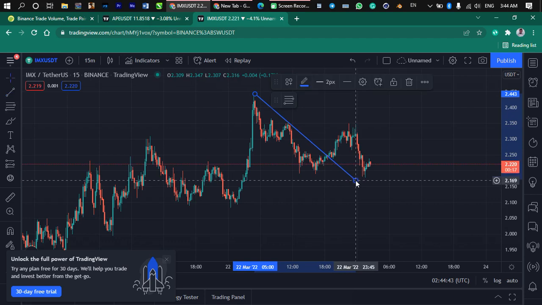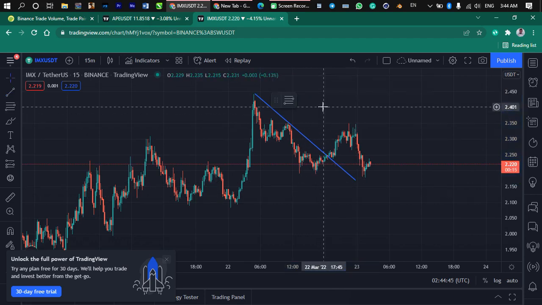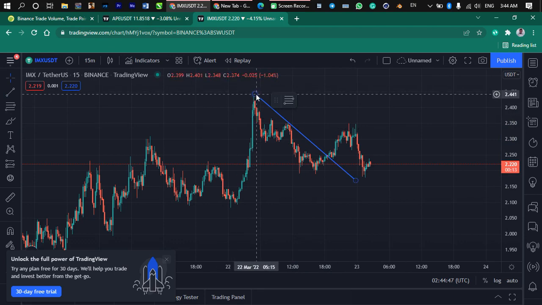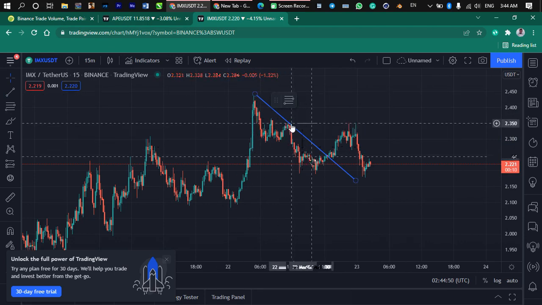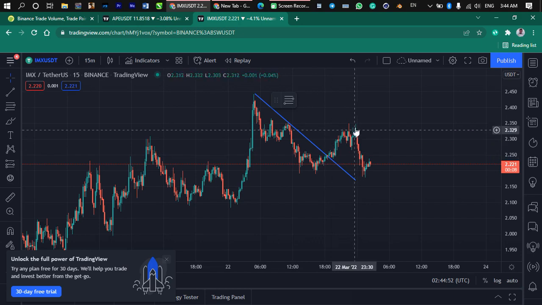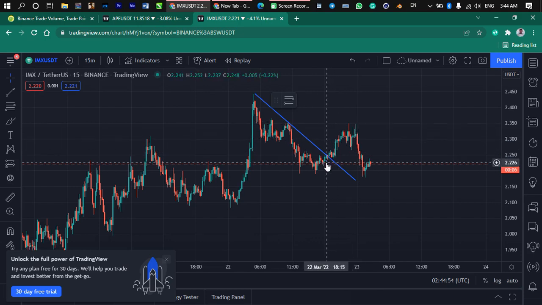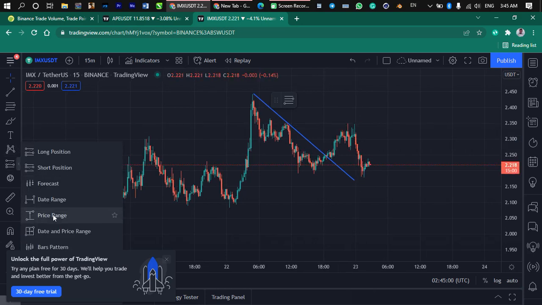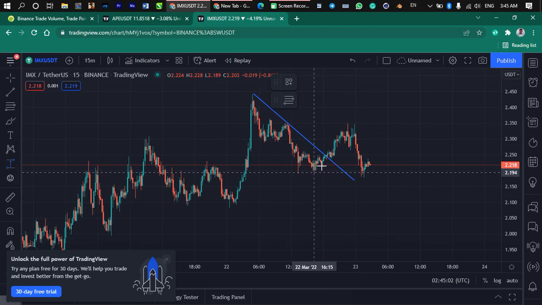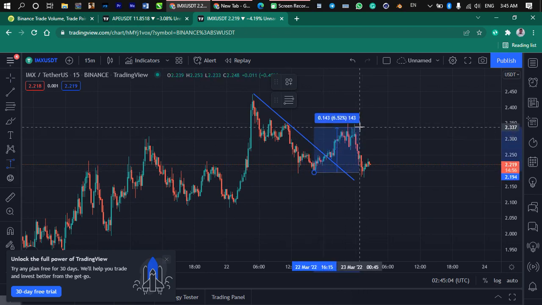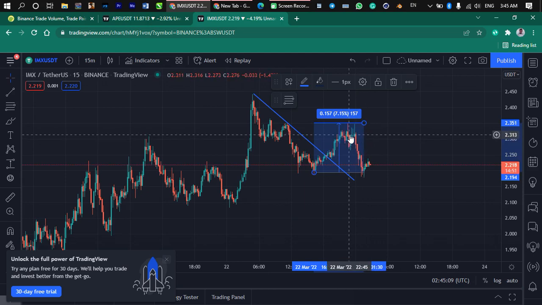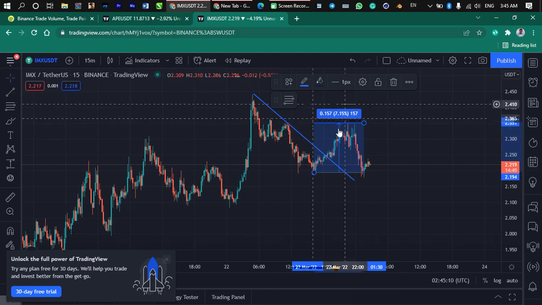This is the example I gave you the other time. Here is the first: it touched this point, then it touched this point, then it broke out. So even if you want to trade, you can trade between this place and this place. Now let's check how many percent profit this will give us, the price range between this level. So these are around 7% of your capital.